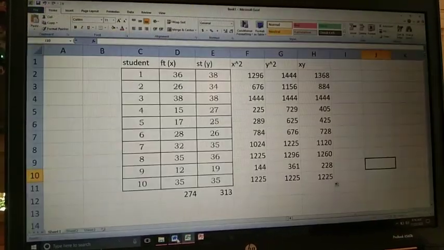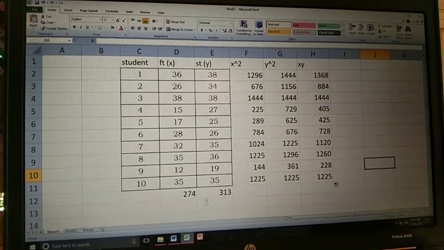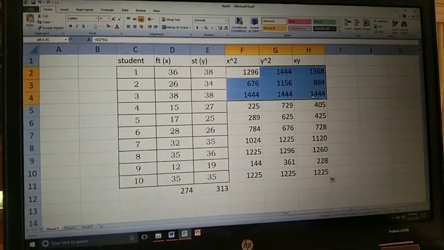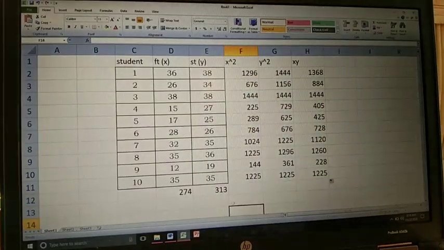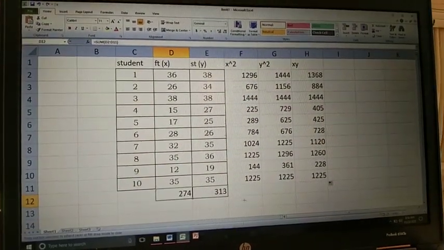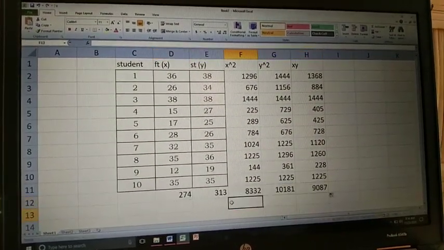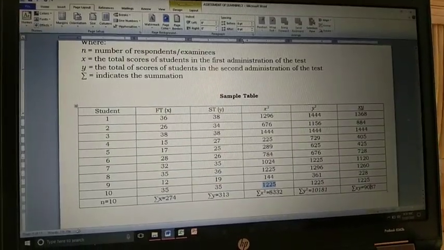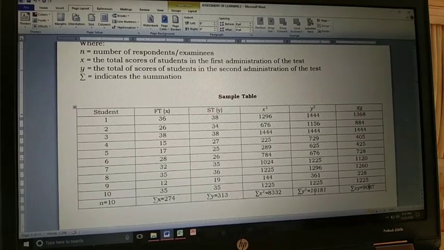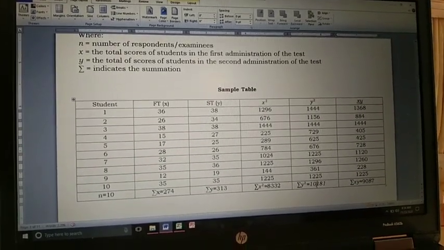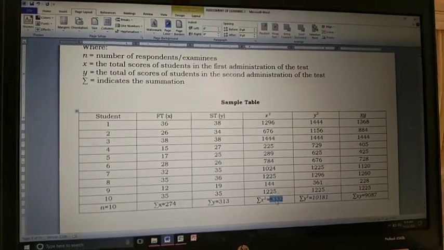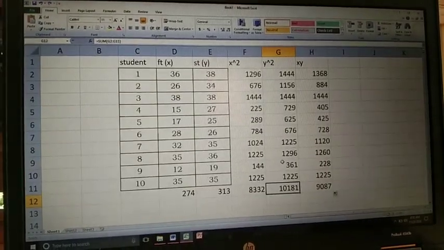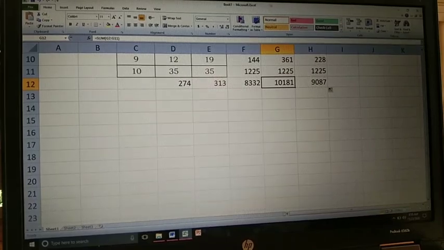After that, if you are going to determine the summation of these three, you can use this. Okay, tama guys. 9087. So 10, 10, 8, and 1. 83, 83, 32. Okay, you have all the data.